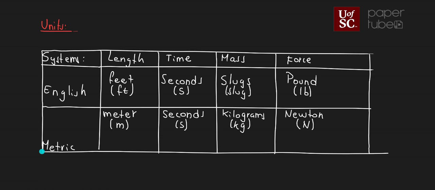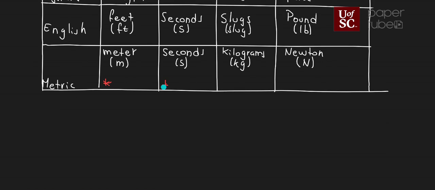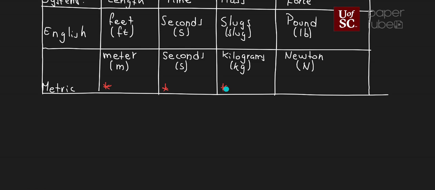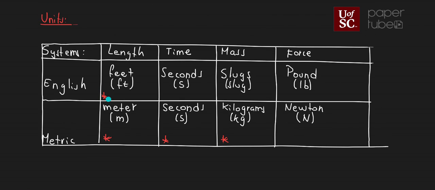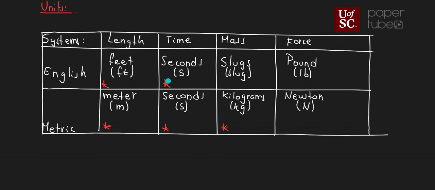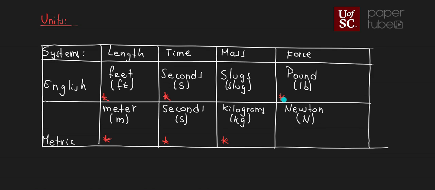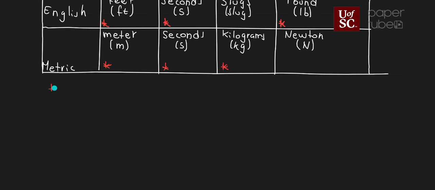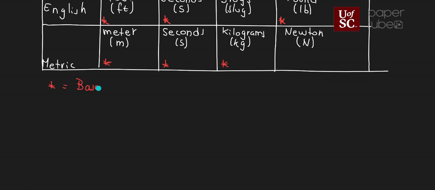One of the things that I think is important to recognize in this is that the base units for each of the systems are different. For the metric system, we have length, time, and kilogram as our base units, and then the force is a derived unit. And for the English system, we have length, we have time, but we have force as our base unit, right? So here our stars indicate base units. You can read a little bit more about that in the class notes.